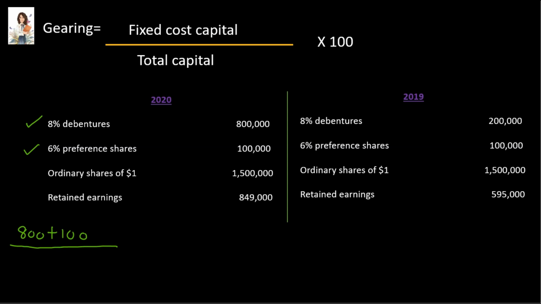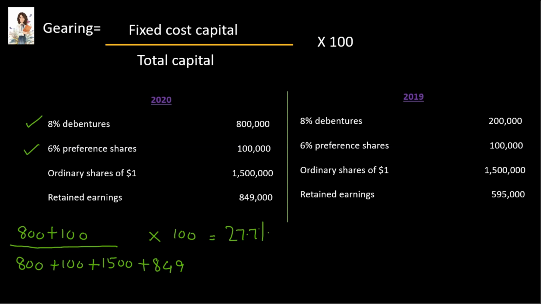And then we write down the denominator. We will have to consider all sources of funds in the denominator, whether they come from the owners of the company or from lenders of the company. That is 800 plus 100 plus 1,500 plus 849. And then we finally multiply this by 100. The gearing ratio in 2020 is 27.7%.